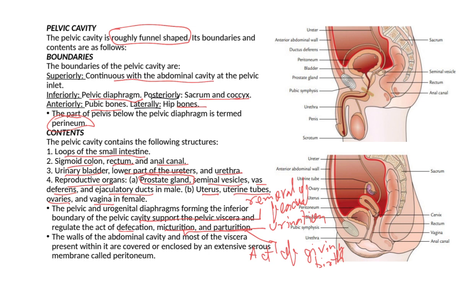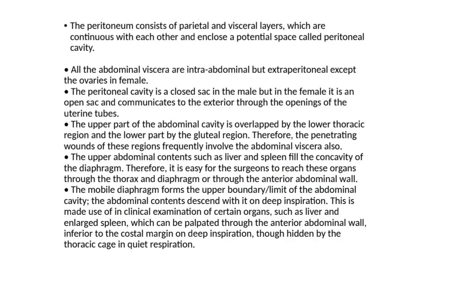The walls of the abdominal cavity and most of the viscera present within it are covered or enclosed by an extensive serous membrane called the peritoneum. So peritoneum is a serous membrane covering the viscera present in the abdominal cavity. Peritoneum consists of parietal and visceral layers, which are continuous with each other and enclose a potential space called the peritoneal cavity. All the abdominal viscera are intra-abdominal but extra-peritoneal, except the ovaries in females.